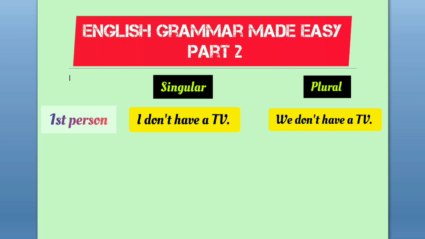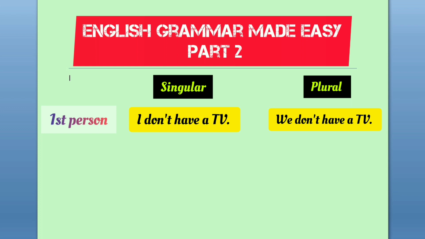Similarly, in case of plural number, we also use don't have. As you see the example, the plural number is we don't have a television. So in case of first person singular and plural, we use don't have for both, okay? So I hope it's crystal clear.